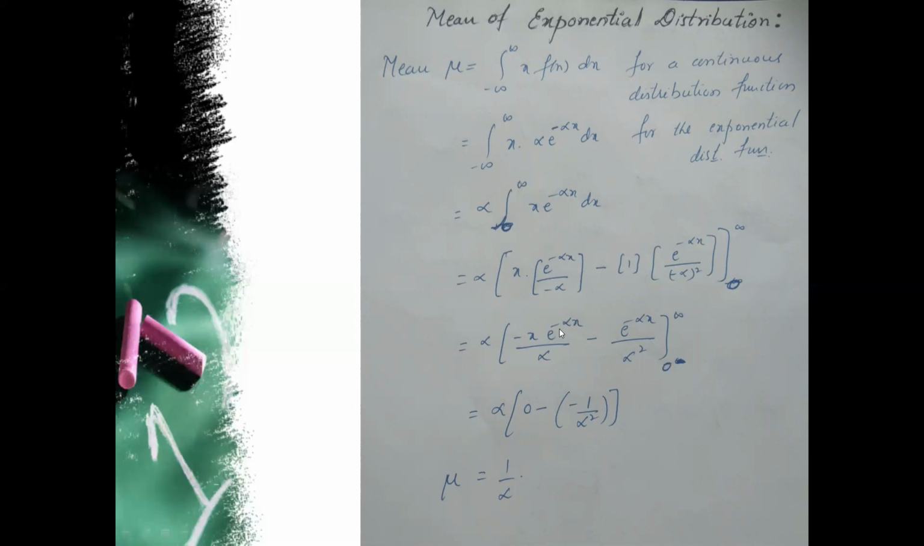Substituting the upper limit in both the terms, we will get 0, and substituting the lower limit, the first term becomes 0. So what we are left with is only 1 divided by alpha square. The upper limit will make all the terms 0, minus the lower limit. When we substituted the lower limit here, the first term again becomes 0, minus we are left with 1 by alpha square. Now 1 alpha cancels, minus of minus, we get mu as 1 by alpha.